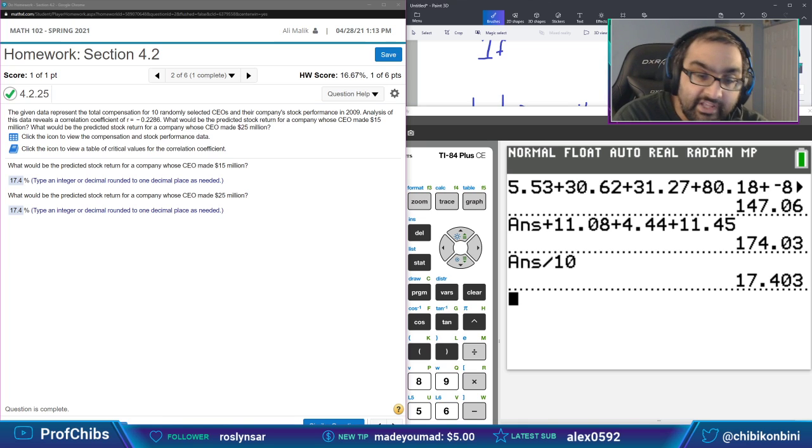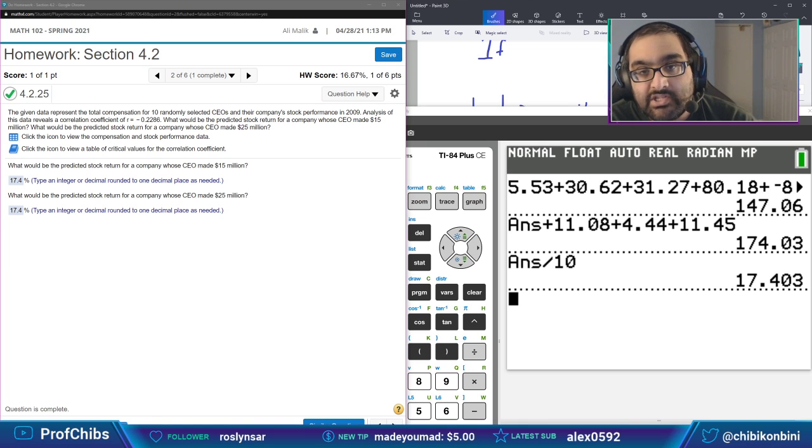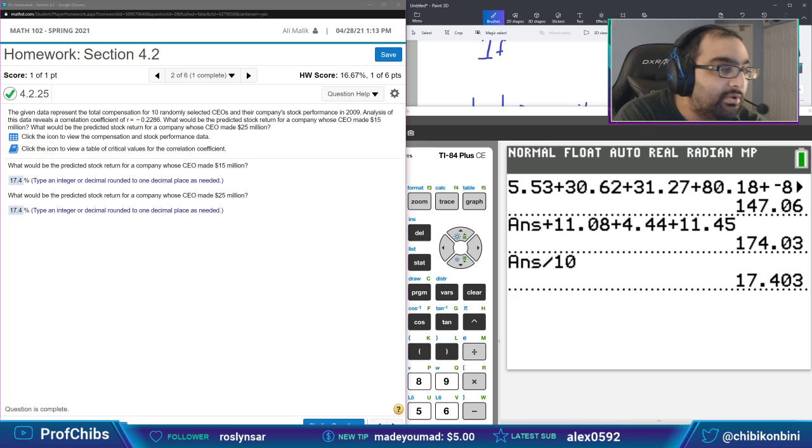If it has a linear relationship, then use the line of best fit. If it doesn't have a linear relationship, go ahead and use the averages of the y values, and you're good to go. Okay?